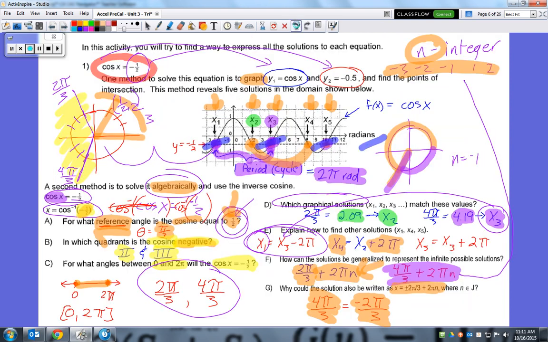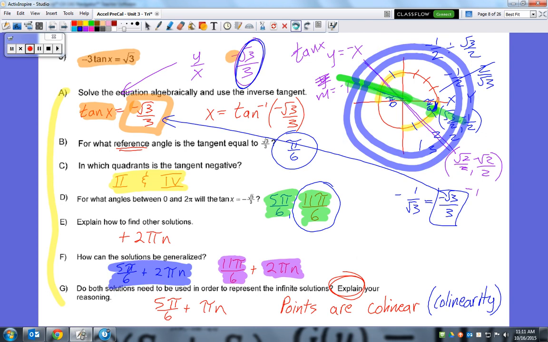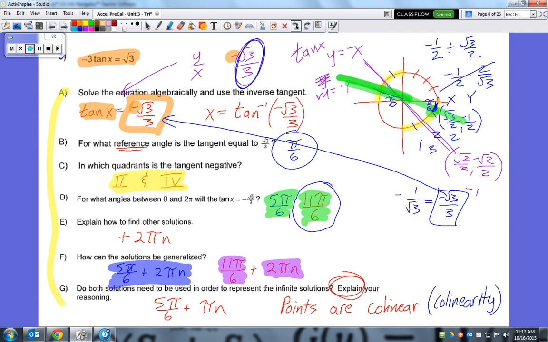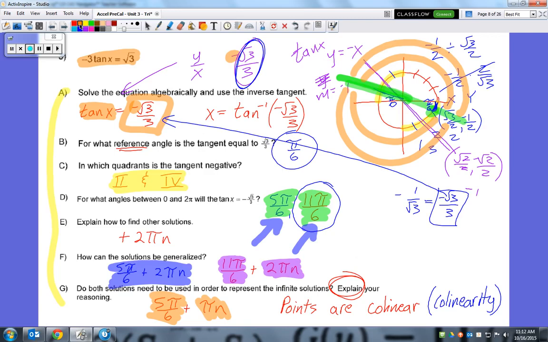Now, I want to quickly show you, let me go back a little bit, that I can take care of all those answers simply by saying I can choose either one of these. And for example, I chose 5 pi over 6. And I'm going to add a pi n. A pi n because I don't have to go a full 2 pi in order to get all the answers. I just have to go half a pi because they're collinear and they will hit all the possible answers because they are collinear.